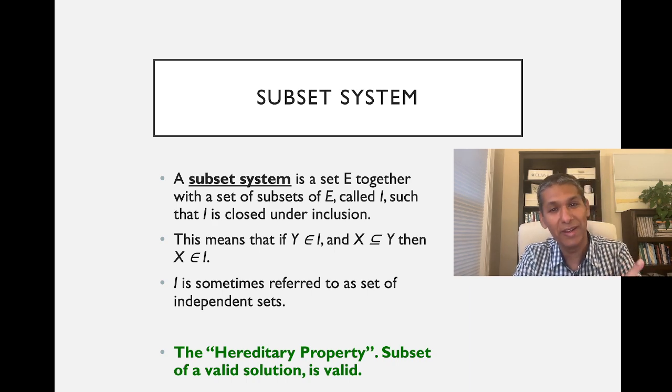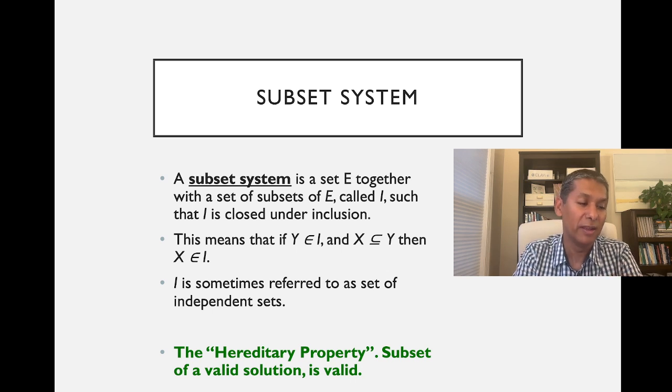Now this independent set is not to be confused with an independent set in the context of graph theory. Even though they're both referred to as independent and there's some analogy between them, this is not to be confused with that at the moment. At this moment, we're just talking about a subset system, and I is referred to as the set of independent sets. Each subset like X or Y is an independent set.